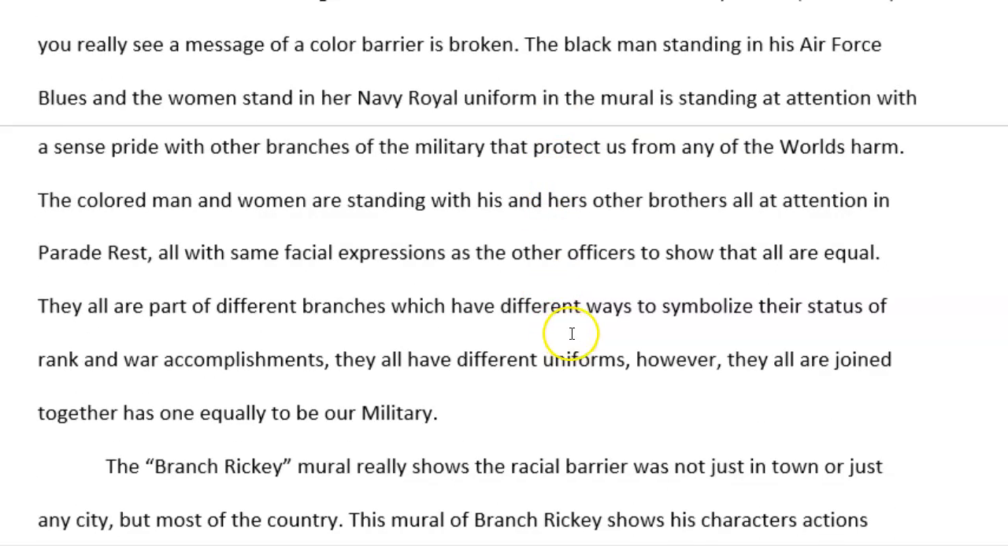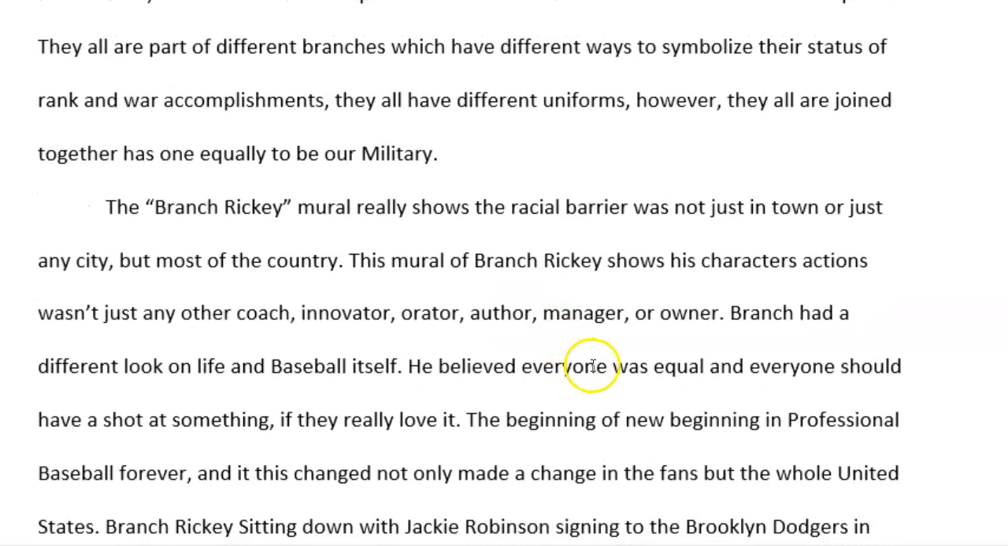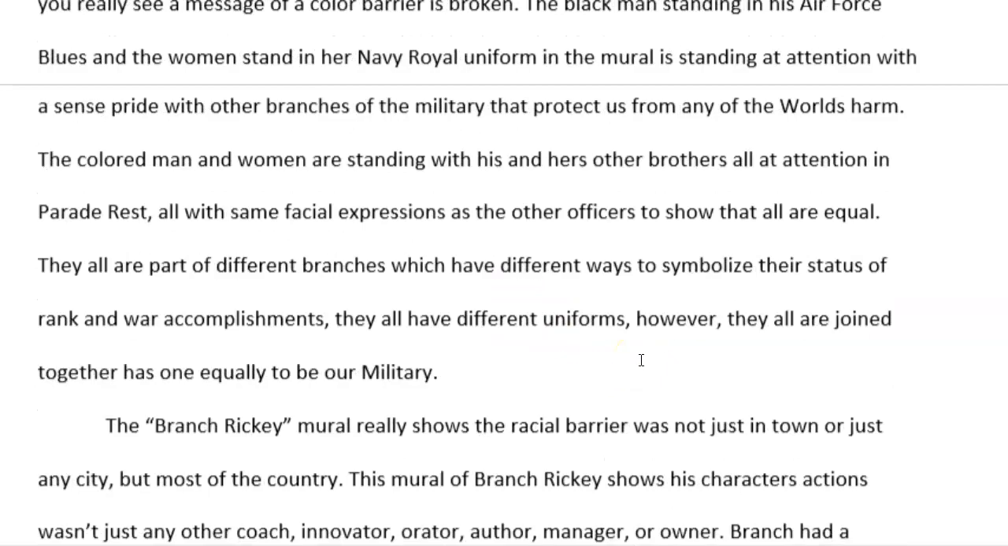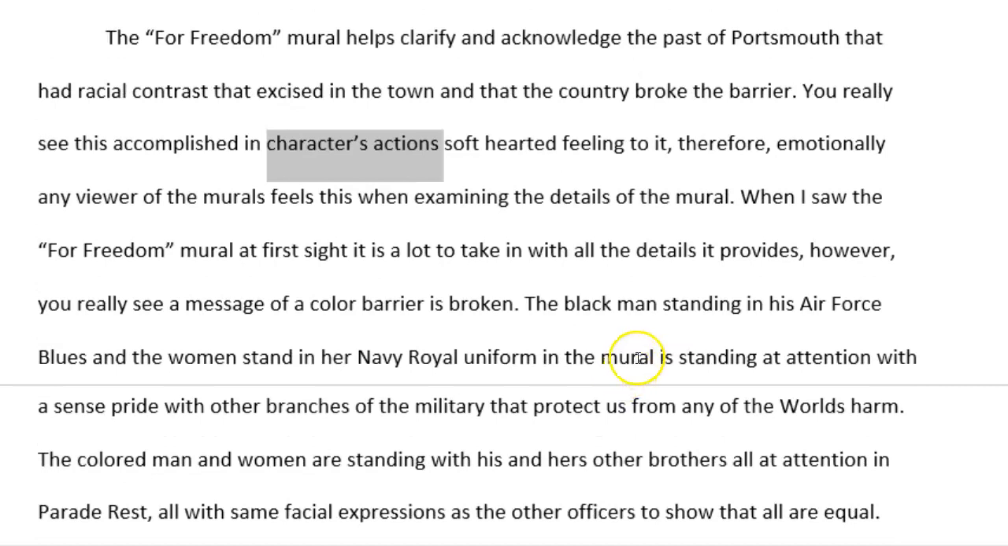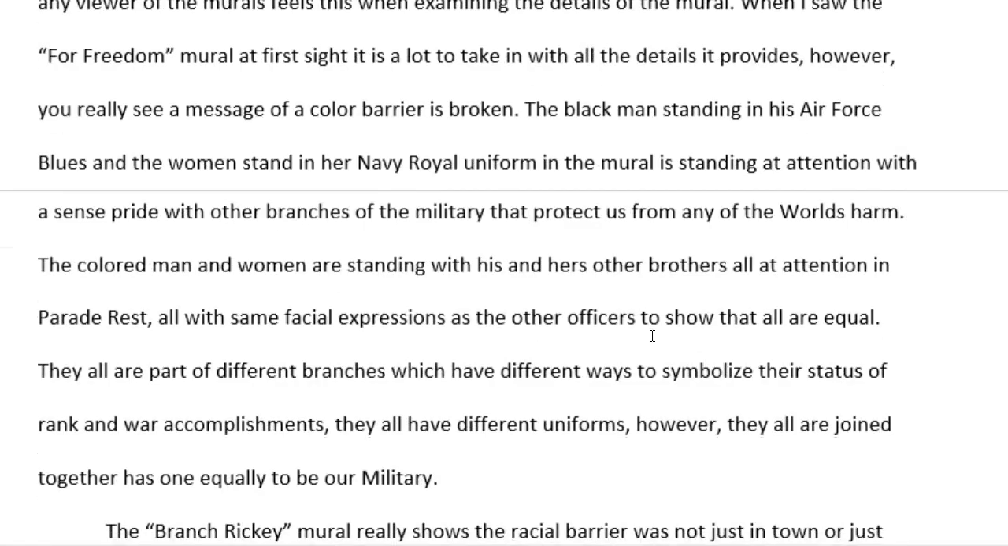If action is a really big thing, and that's more or less what your essay is going to be about, you want to have multiple paragraphs about action, that's great. Think about the different ways that action is represented in the murals, and kind of organize your ideas around that.